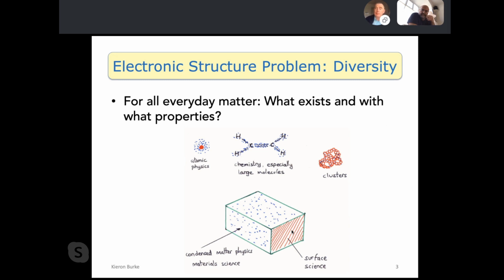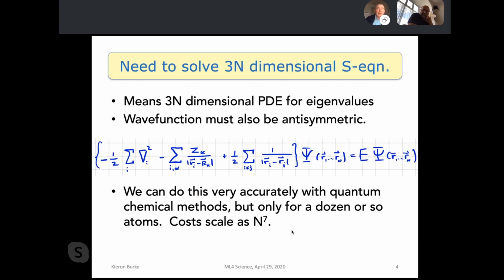And you have to be able to do this reasonably efficiently so that you can treat a decent number of atoms in a system. And here I was testing out my iPad because I have to use it for lecturing at the moment during the virus. And you can see my handwriting isn't great.